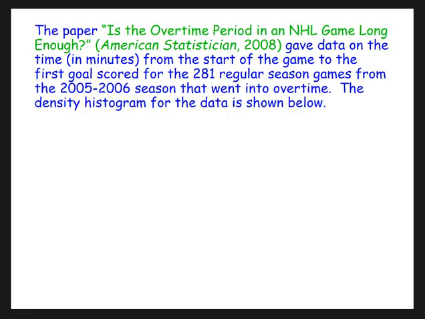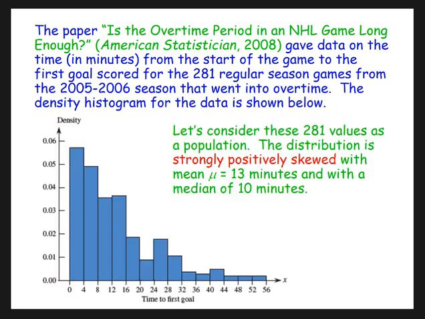So is the overtime period in an NHL game long enough? The data here is in minutes from the start of the game to the first goal scored in 281 regular season games. The density histogram is shown below. So there we go. You can see there's a relatively large number of items here in the 0 to 4 range. That means the first goal is scored within the first 4 minutes of the start of the game. Very few games have the first goal in the 56th minute. It is skewed. It has a mean of 13 and a median of 10. So that tells us it's skewed because the mean is larger than the median. So that's positively skewed.